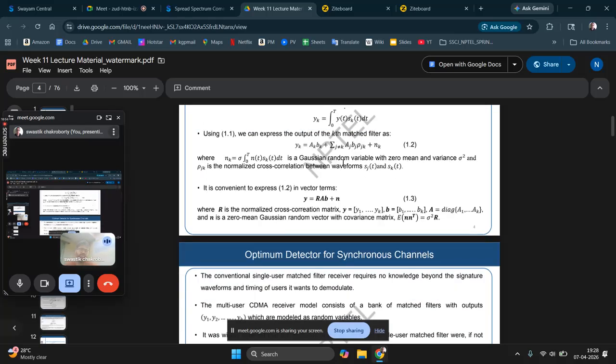So the design of the matched filter lies in how small you can design the cross correlation of the waveforms, rather. Design of the waveforms lies in how well you can minimize the cross correlation between two waveforms. The smaller the cross correlation is between two waveforms, the better the error detection will be.